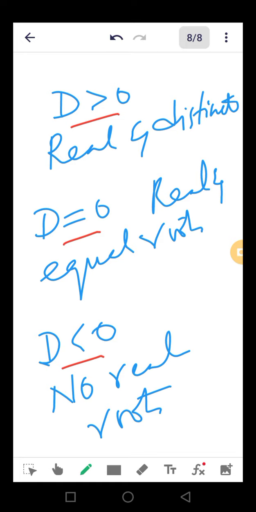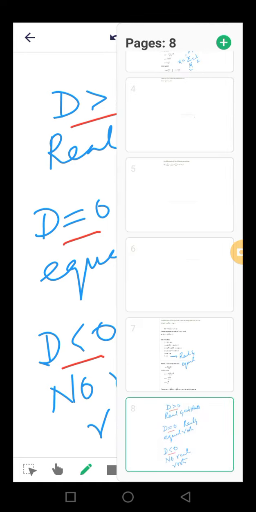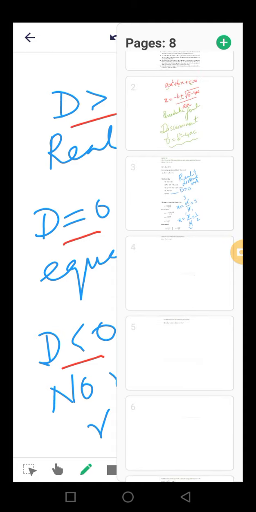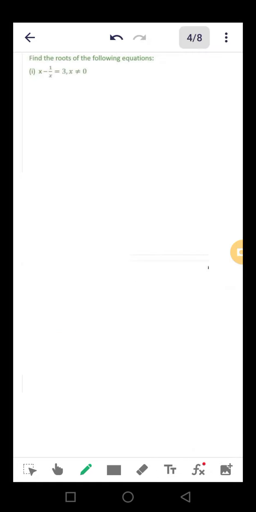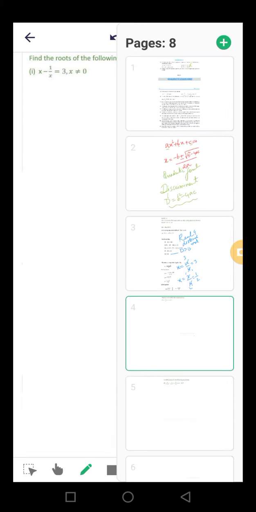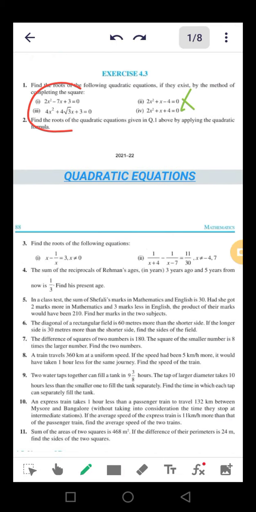How will the roots be? Next, let's continue. You can even note this down in your classwork. Let's continue with the third question now. I have explained these 2 bits. The remaining 2 bits you should try on your own. Now let's continue with question number 3.